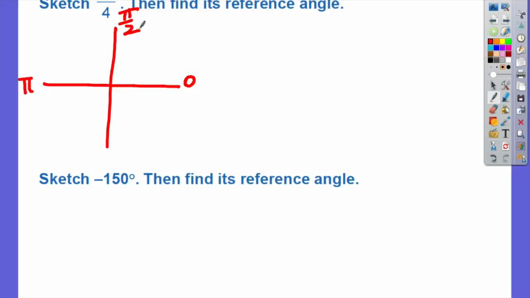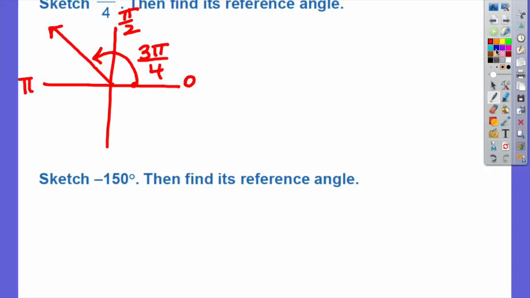Now 3 pi over 4. Is that in my first quadrant, second quadrant, third quadrant, fourth quadrant? It's in the second, because it's definitely more than half of pi, but less than a whole pi. So remember, to draw your angles, you always start at the positive x-axis going counterclockwise when it's positive. There's your angle, 3 pi over 4, because it said to sketch.